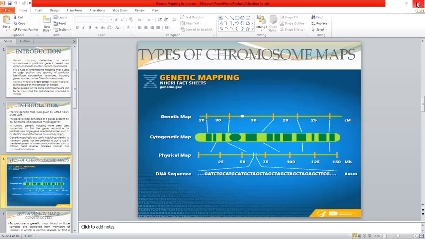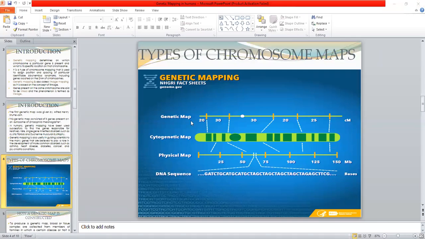There are different types of chromosome maps, and they are based on which unit is used to identify the distance between the genes on the same chromosome, and which landmarks are used to be located on a particular chromosome. One of these is the genetic map.